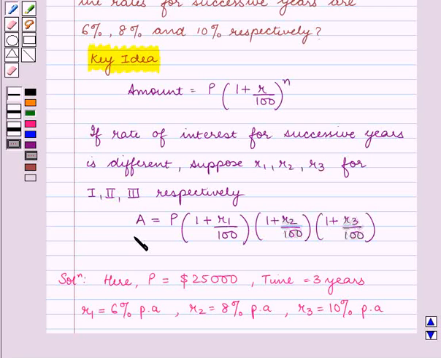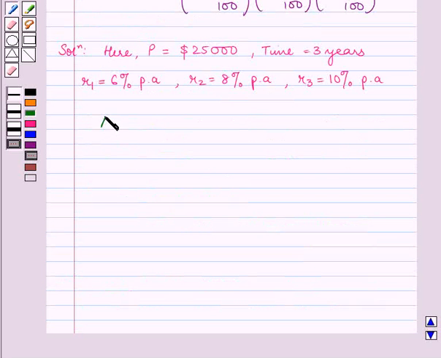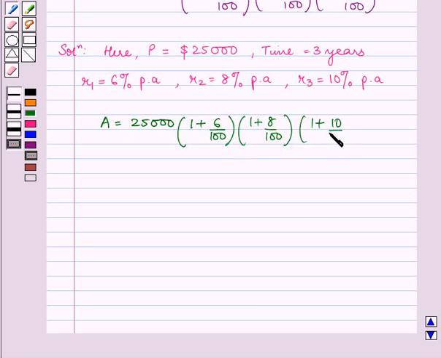As we know, amount after 3 years will be A is equal to P into 1 plus R1 upon 100 into 1 plus R2 upon 100 into 1 plus R3 upon 100. That is, amount A is equal to 25,000 into 1 plus 6 upon 100 into 1 plus 8 upon 100 into 1 plus 10 upon 100.